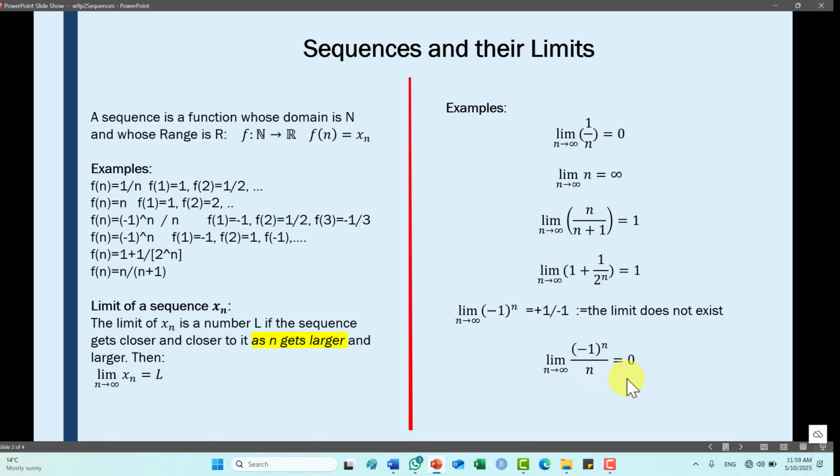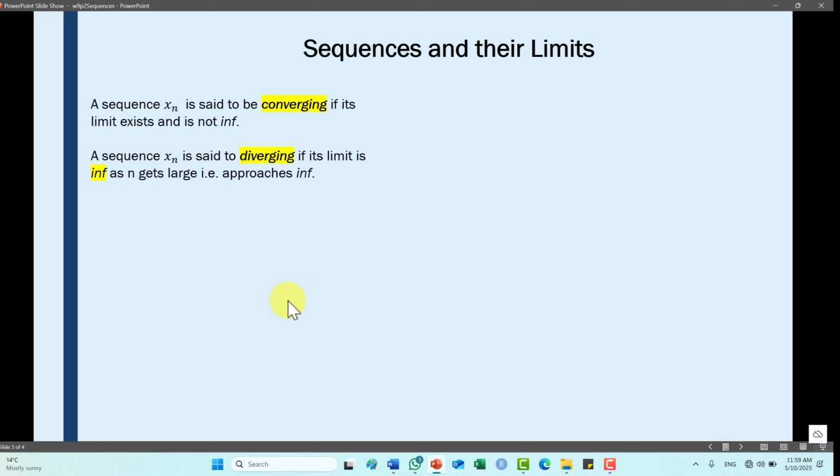Therefore, the limit is 0. A sequence xn is said to be converging if its limit exists and it is not infinity. Previously, we had an example where the limit was infinity. We also had an example where we had two values for the limit.